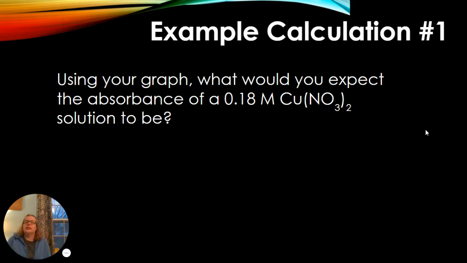So I want to walk you through an example calculation, if we're going to be doing a graph calculation, like let's say you have a linear regression. Here is our first calculation. Using your graph, what would you expect the absorbance of a 0.18 molar copper nitrate solution to be? I'm going to have you pause the video and use that equation from the previous slide. You can zip back in the video and try to calculate that out, and I will work through that with you in just a minute.